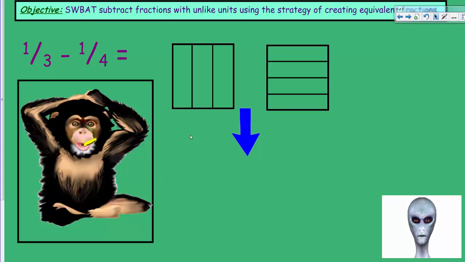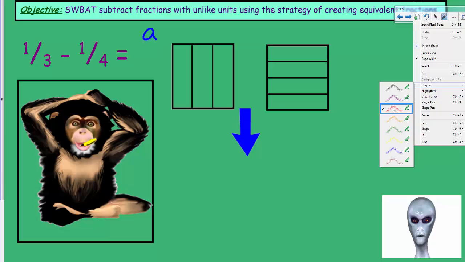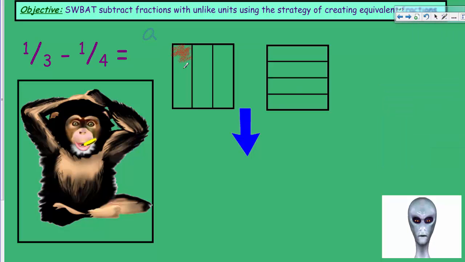Anyway, on with our problem, right? Let's go ahead and do this as well. So now we have 1/3 minus 1/4. Again, I'm going to go through this quickly because we just did this on the last problem. It seems kind of simple. We represent our 1/3. We need to represent our 1/4. There we go. 1/3, 1/4, 4 equal pieces. Now I can see that.